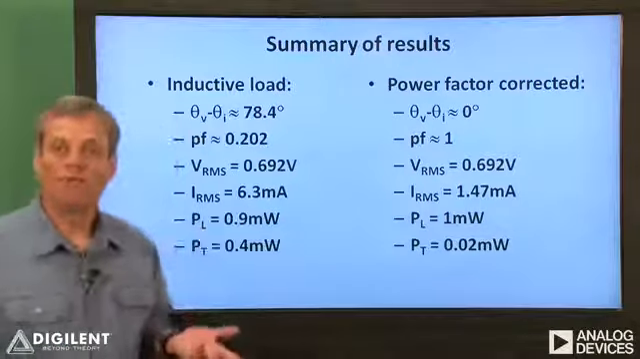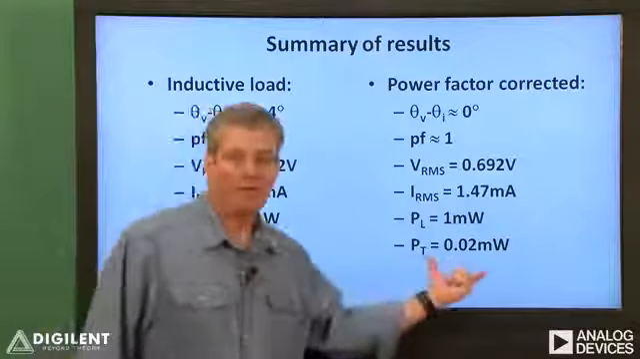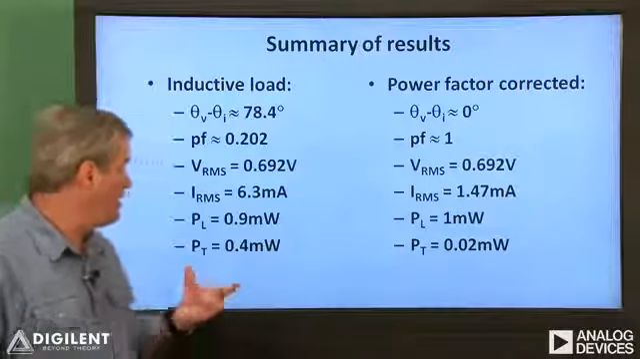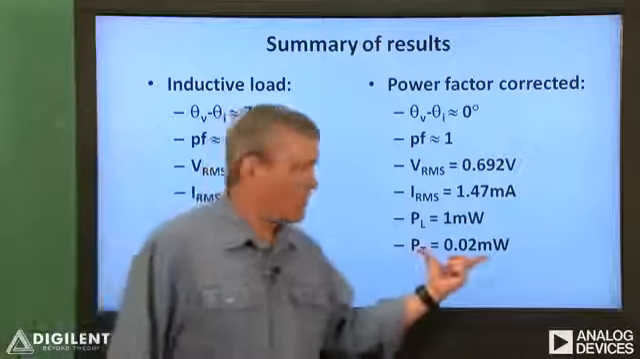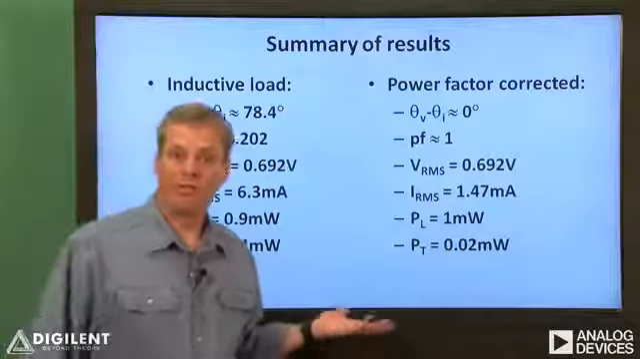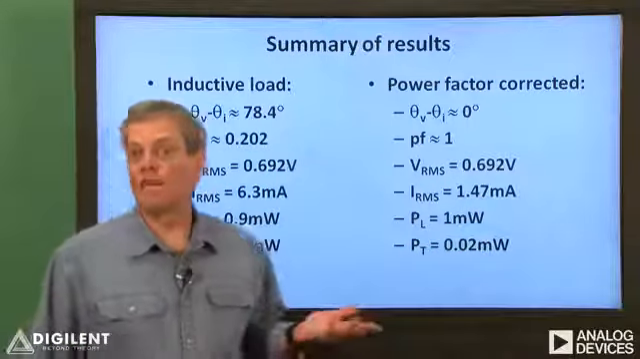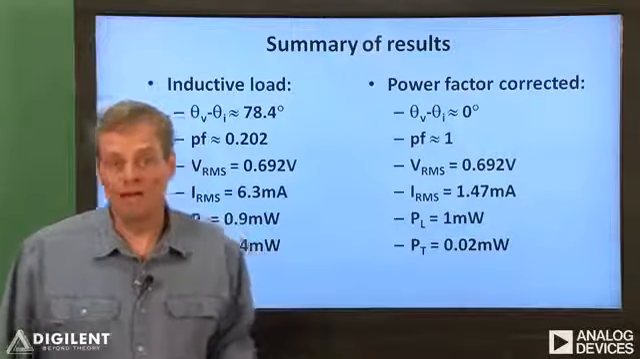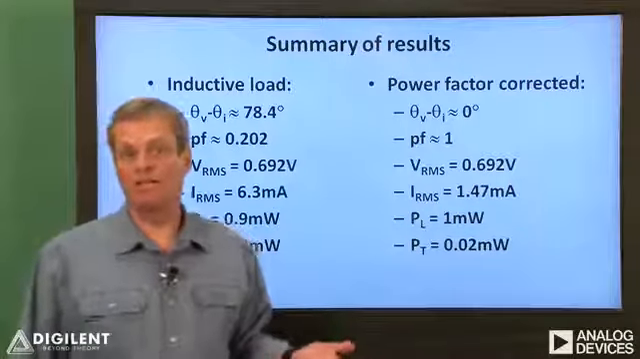Most importantly, however, is the fact that the transmission line losses have decreased drastically from 0.4 milliwatts to about 0.02 milliwatts. The power required to deliver power to the load is now only about 2% of the power being delivered. We can save a ton of money and energy with this kind of efficiency improvement.